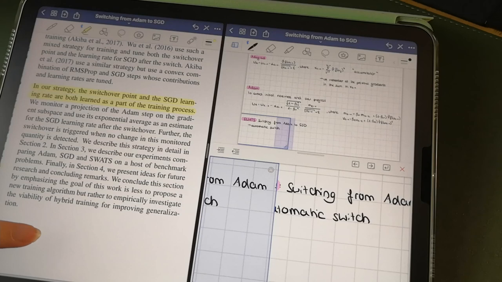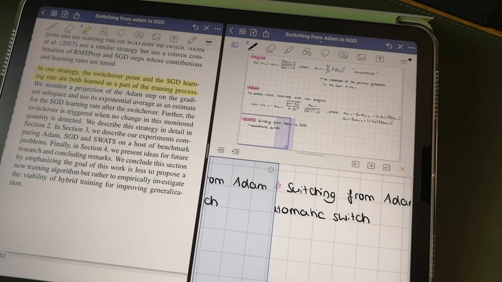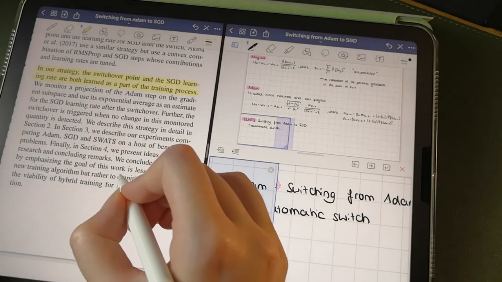In section 3, we describe our experiments comparing Adam, SGD, and SWATS on a host of benchmark problems. Finally, in section 4, we present ideas for future research and concluding remarks. We conclude this section by emphasizing that the goal of this work is less to propose a new training algorithm, but rather to empirically investigate the viability of hybrid training for improving generalization.